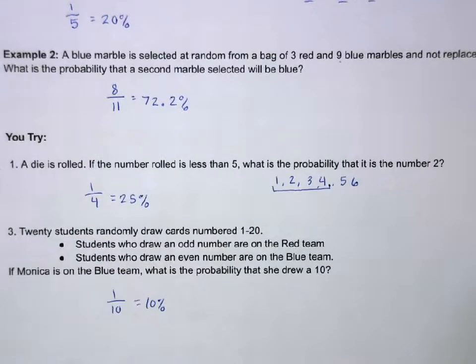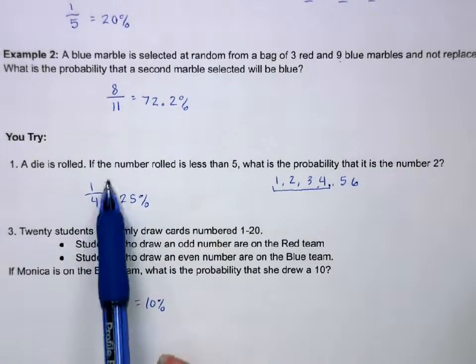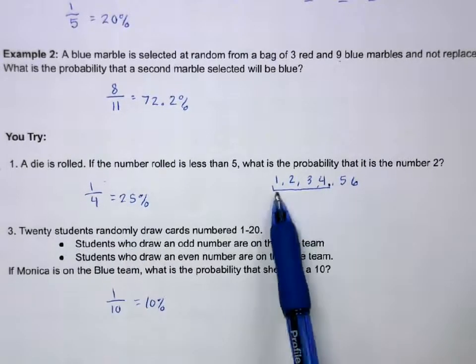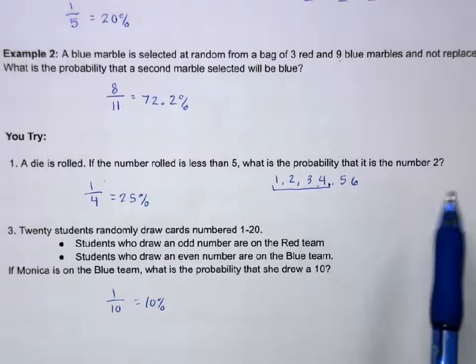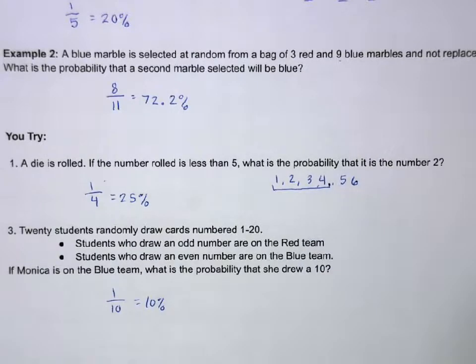If a die is rolled, and the number is less than 5, what is the probability that the number is 2? Well, there's only one number 2, and there's 4 numbers less than 5. So the probability would be 1 out of 4 if we can eliminate 5 and 6 as being options.